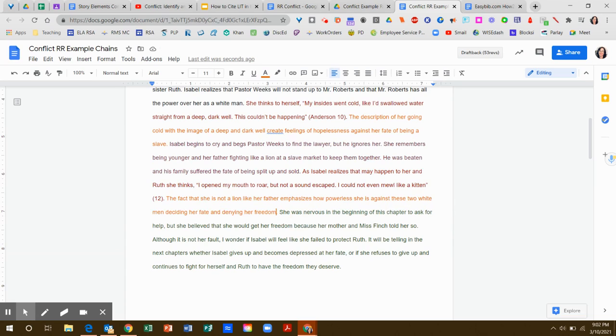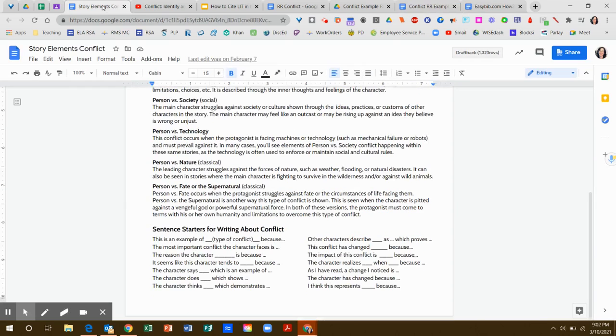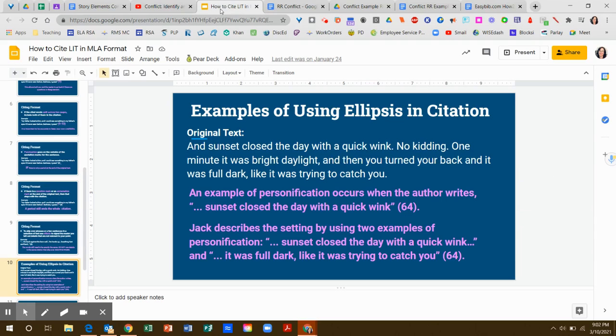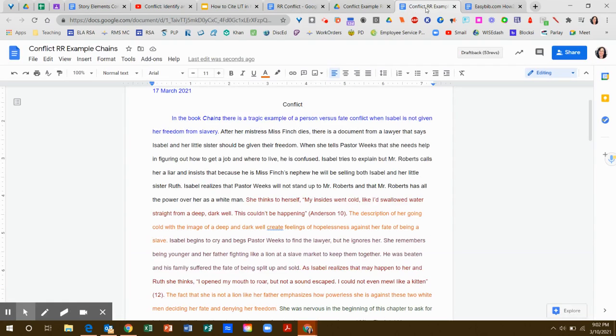So there you go. Make sure that you're asking for help when you need it. Make sure you're using the resources that you have in order to help you think deeply about whatever it is that you're reading.